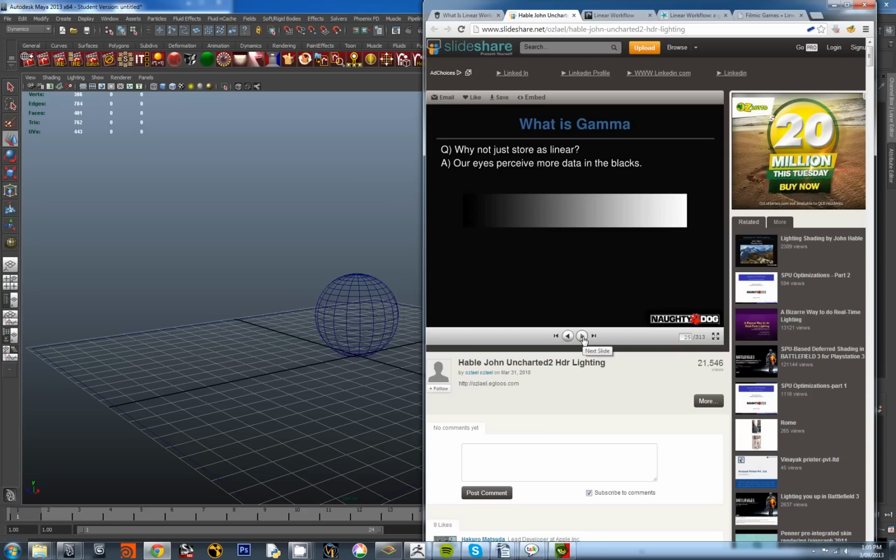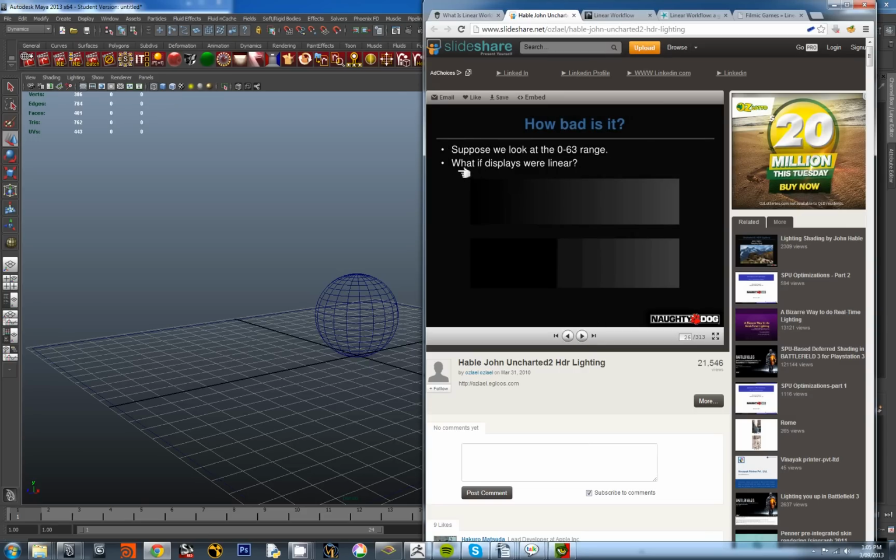Well, we can do. In EXR or in HDR images, there is more of a linear curve to things. But in general, our eyes perceive more detail in black areas than in very white areas. So if we were to actually have a display which was linear, you can see what's happening here.